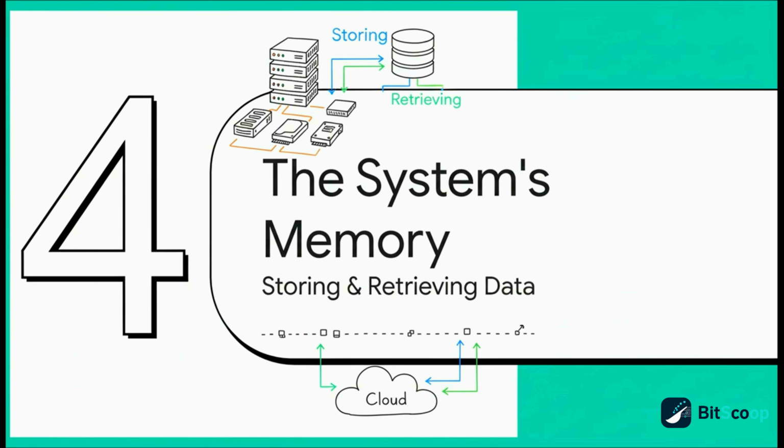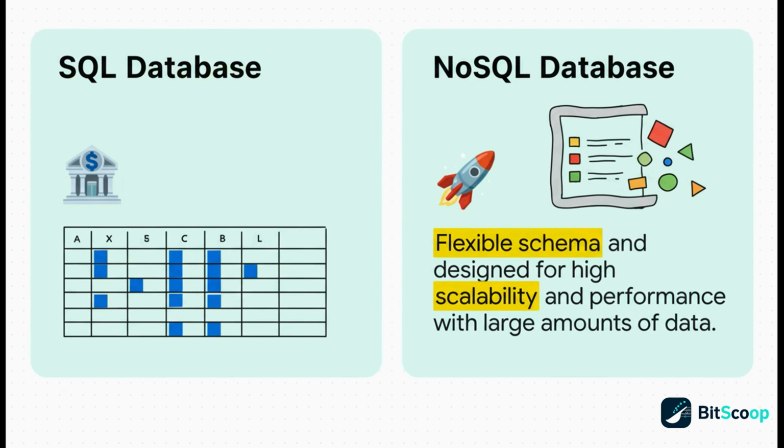Well, most of the time, it needs to deal with data, either saving new information or pulling up something that's already there. So where does all that data actually live, and how do we get it fast? This is the job of the database, the system's long-term memory. And broadly speaking, we have two main flavors.